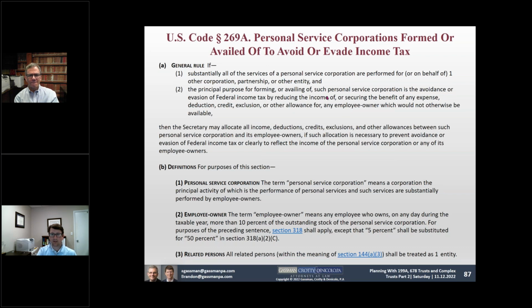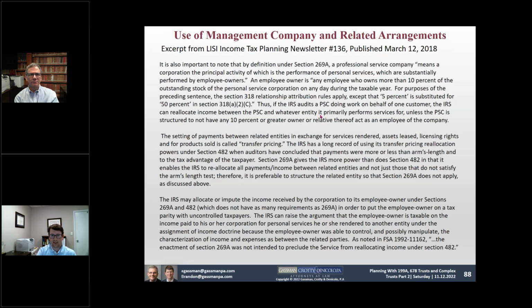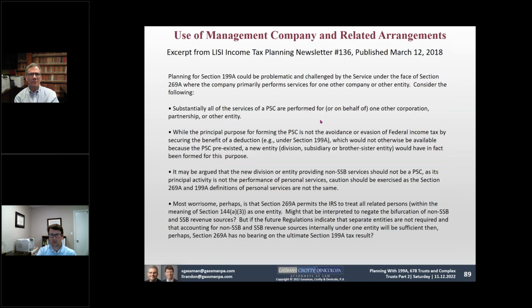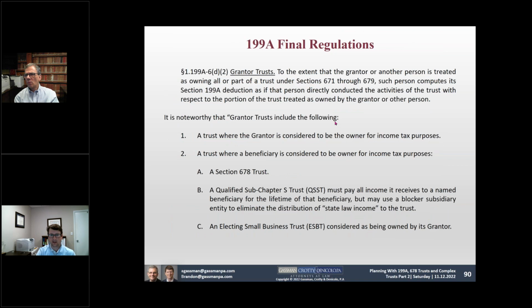Here's what Alan was talking about with personal service corporations. Make sure all these are done at arm's length. Make sure they're fair market value arrangements. You get some industry expert to help you out with setting the fees. You don't just make it up. Make sure you're doing that the right way.